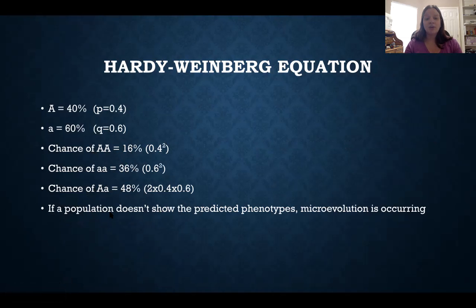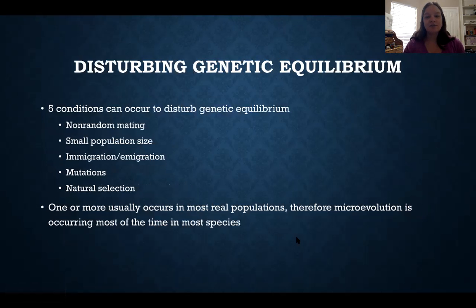If we actually look at our population and we see very different numbers, then we would definitely be able to say microevolution is occurring. If the numbers match pretty closely, then there's probably not microevolution occurring. Okay, so that's how we use this as a prediction. Based on the allele frequencies, we can calculate what phenotypes we should see, the percentages of each phenotype. And if we don't see those percentages, then we probably have some microevolution.